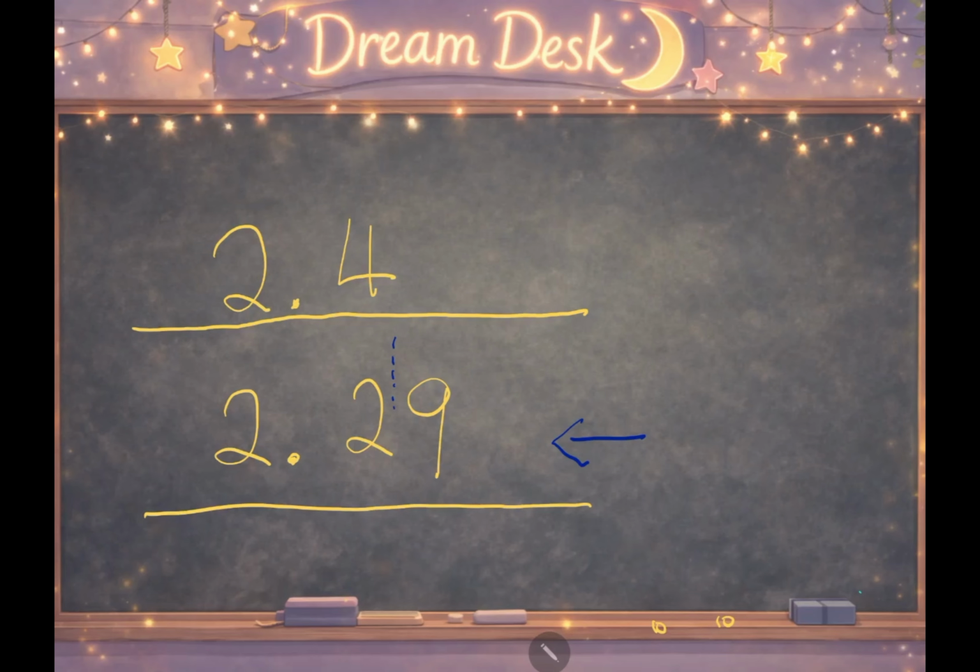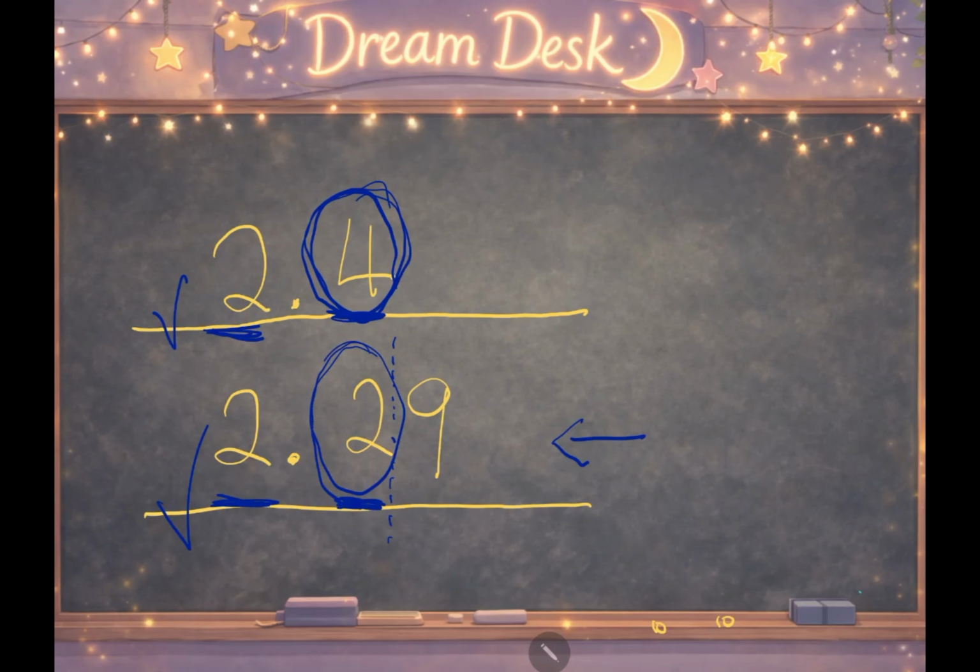So we look at the largest place value first, which is the ones. So ones are equal. Then we move to the tenth place, which is next largest. 4 is larger than 2, right? So we know that 2.4 is larger than 2.29 because we have 4 in the tenth place and on the bottom we only have 2 in the tenth place.